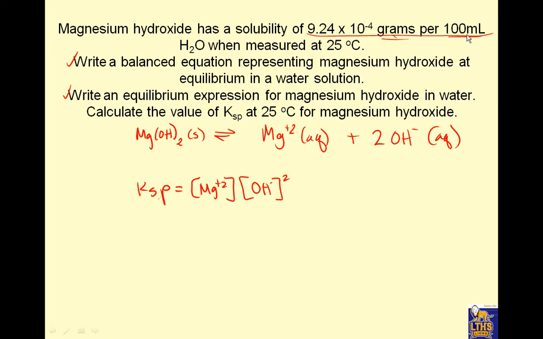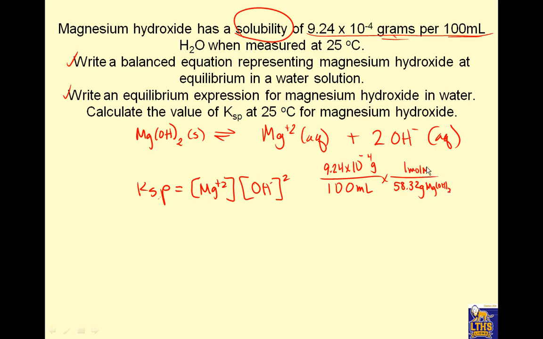So instead of just plugging it in, we have to figure out moles per liter because these brackets mean molarity. So I'm going to start with the 9.24 times 10 to the -4th grams for every 100 milliliters, because that's the maximum that can dissolve. That's the solubility. It tells you how to make a saturated solution. But we want to plug in moles per liter in there. So we need 58.32. Where'd I get that? Grams from the periodic table. That's magnesium hydroxide for every 1 mole.